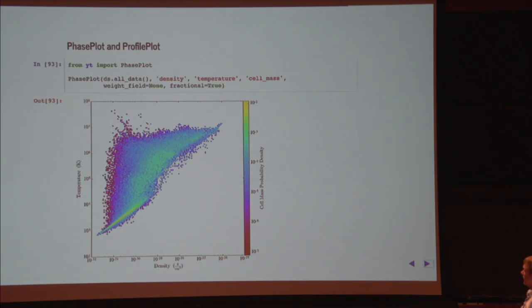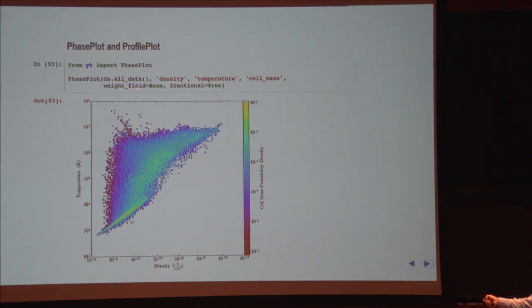And we also have other kinds of plots. This is a phase plot. A phase plot is, think of it as a 2D histogram. This might be really useful. Suppose you wanted to know what the mass of gas was at a density of, say, 10 to the minus 29 and a temperature of 10 to the 6. That would be right about here. So I'd look at the color here and read the color right off the color bar over here.